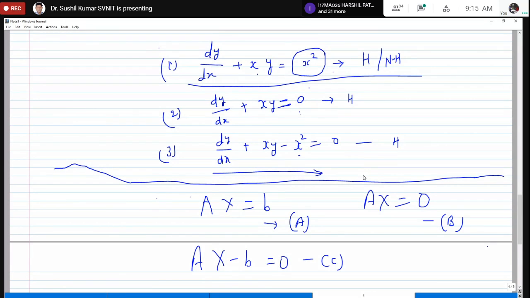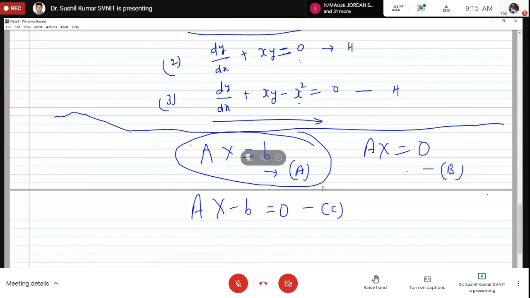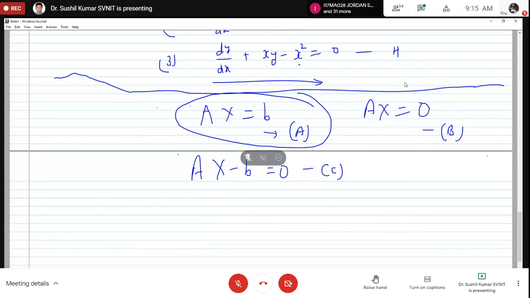Then it contains y. Okay, and the second equation, third equation, non-homogeneous. Yes, your answer is close.